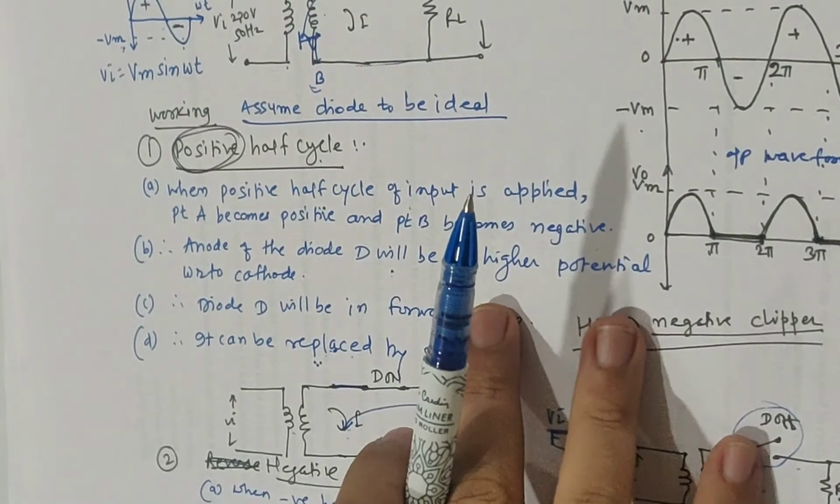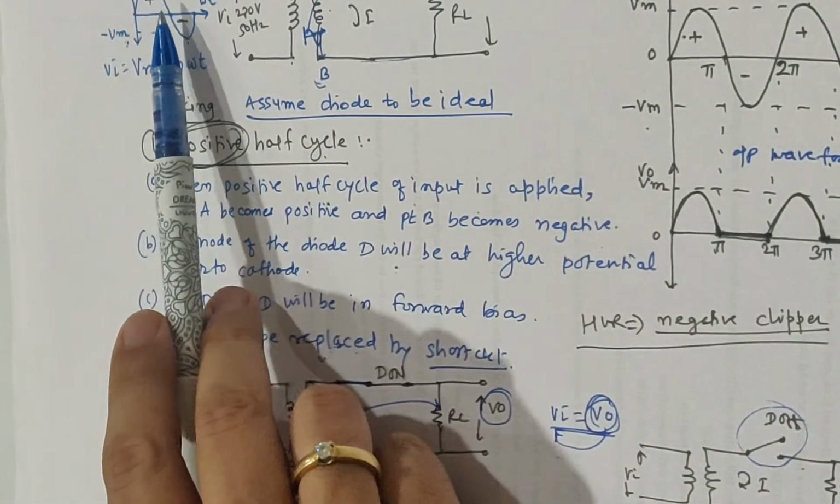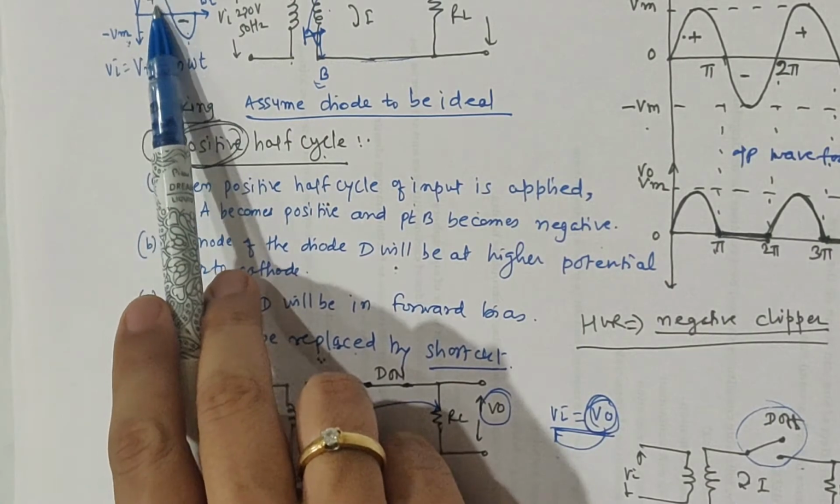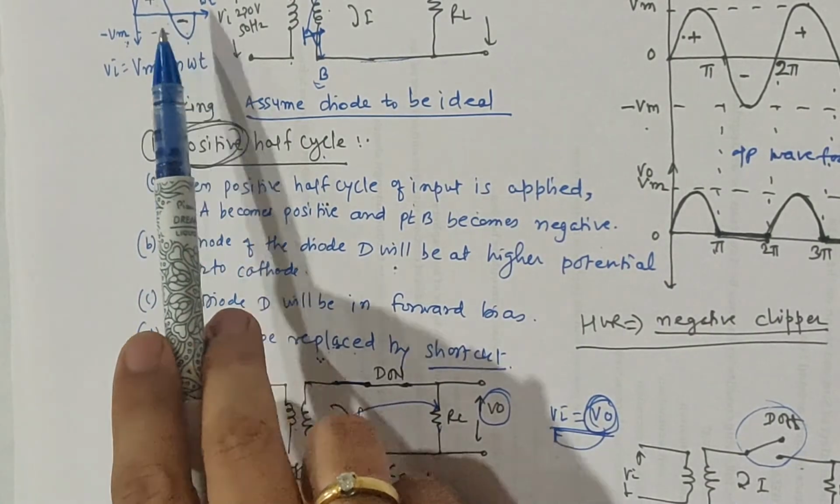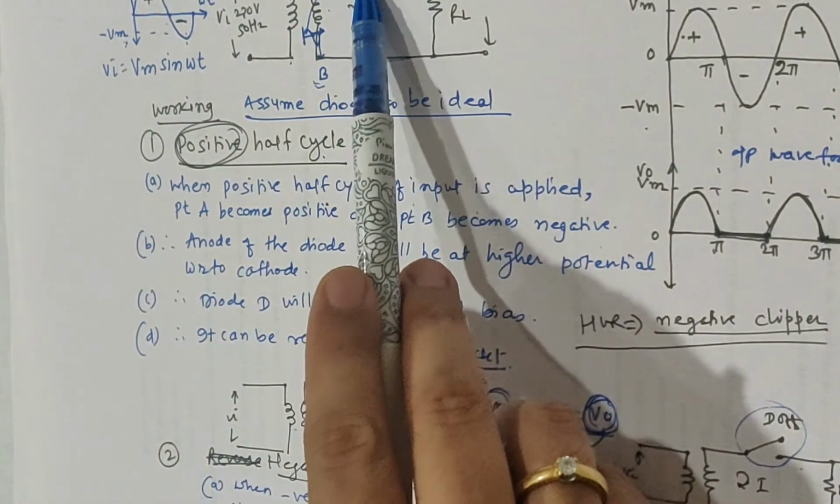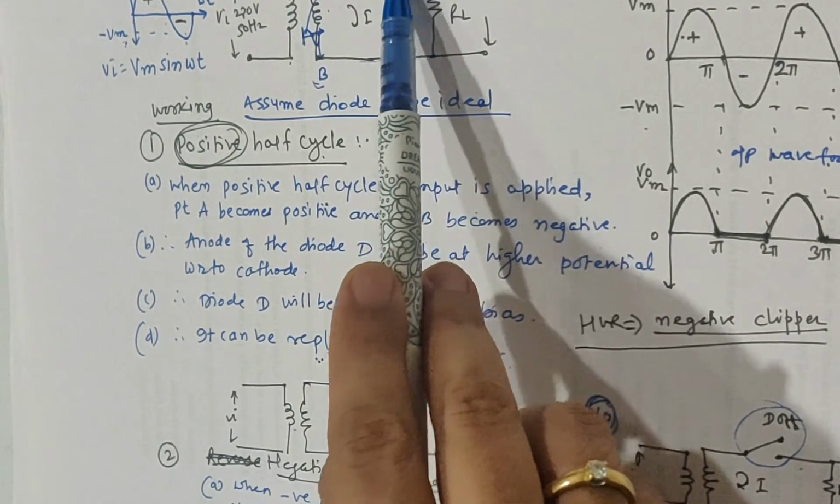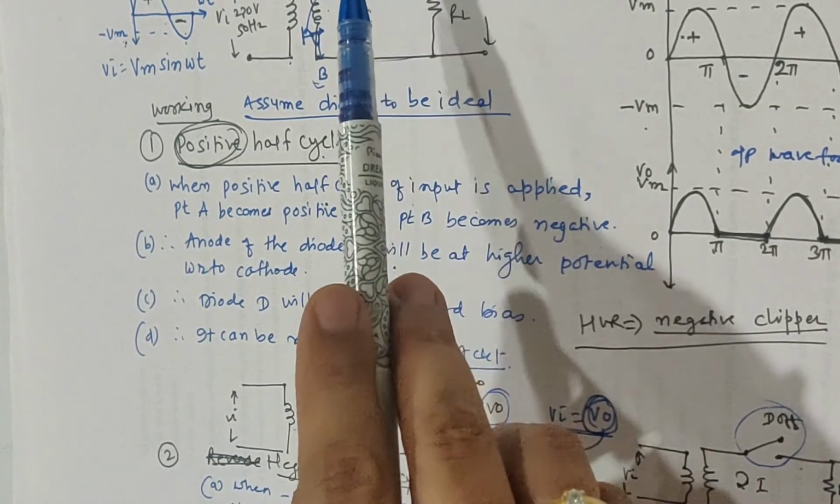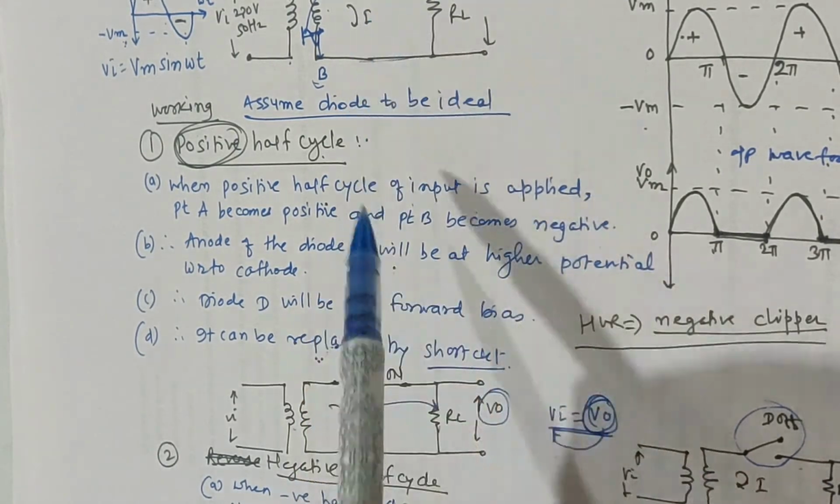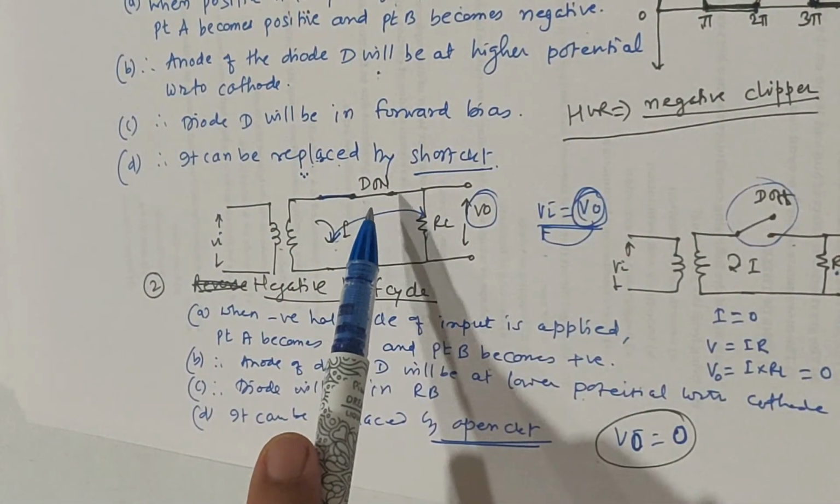In the working part we have considered two half cycles, because we are applying an AC power supply, that is a sine wave, which consists of a positive half cycle and a negative half cycle. So when I apply a positive half cycle, the anode of this diode becomes positive with respect to cathode, which drives this diode into forward bias, and a forward biased diode can be replaced by a short circuit. So when I replace this by a short circuit, I have called it the D-on condition.